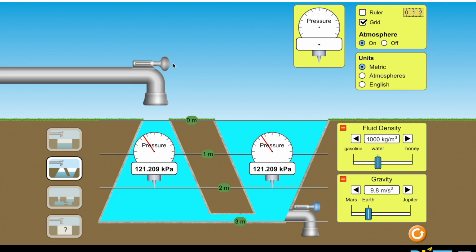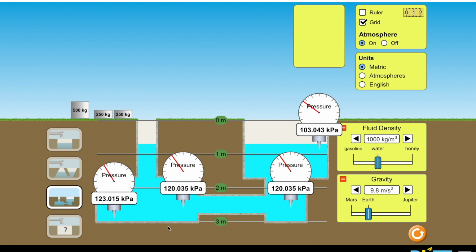So that shows you that the pressure at depth is not dependent upon the shape of the container. It's only dependent upon the density, the acceleration due to gravity, and the height below the surface of the liquid. All right, so that is screen number 2, and now we can go on to screen number 3.